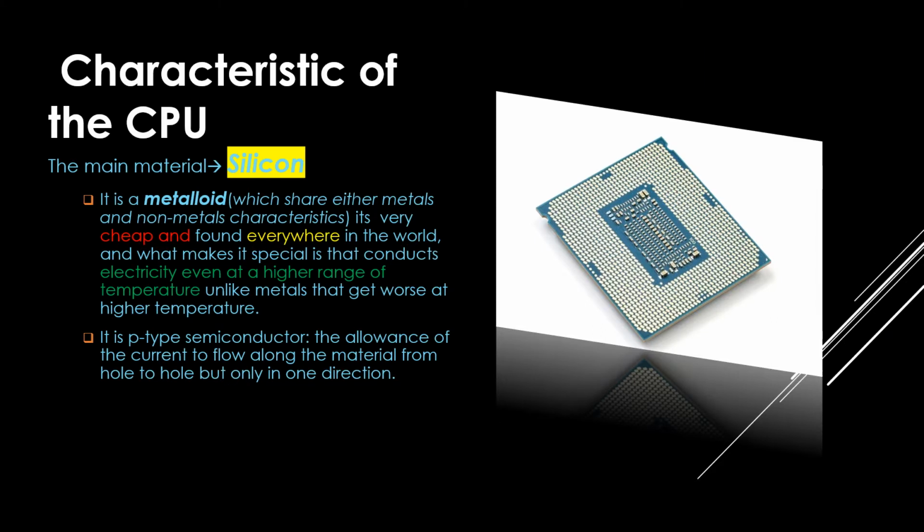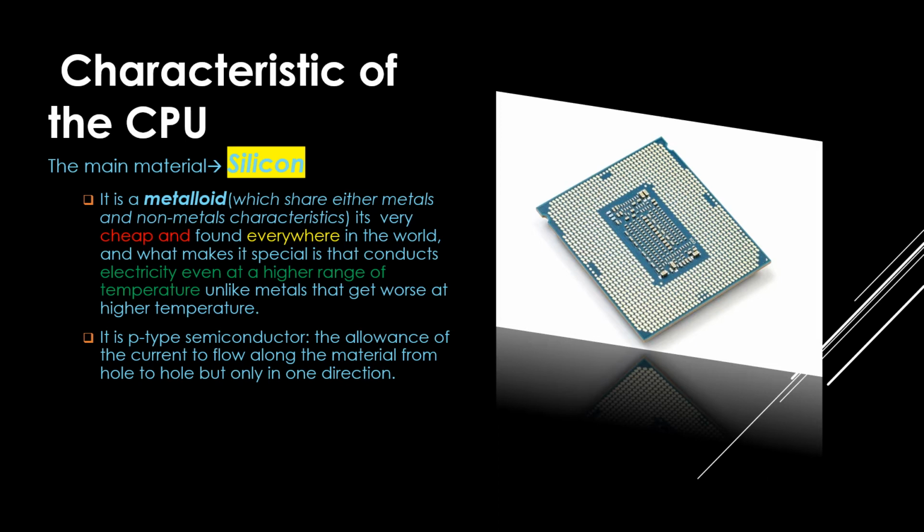So the main component or material found in a CPU is called silicon. And silicon is a metalloid, which means that it shares both characteristics of a metal and a nonmetal. It is very cheap and found almost anywhere in the world and is one of the most abundant resources in the world. And what makes it so special is that it conducts electricity and it can handle a very high range of temperature, which is extremely important in a computer because your computer can get hot really fast and it reaches sometimes even upwards of 80 degrees Celsius, and so it needs to be able to handle high temperatures so that it doesn't melt and the computer can continue working like normal.